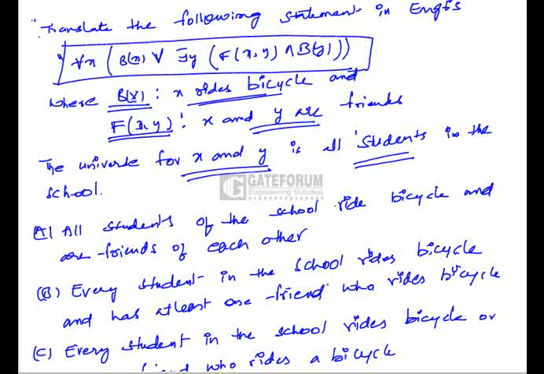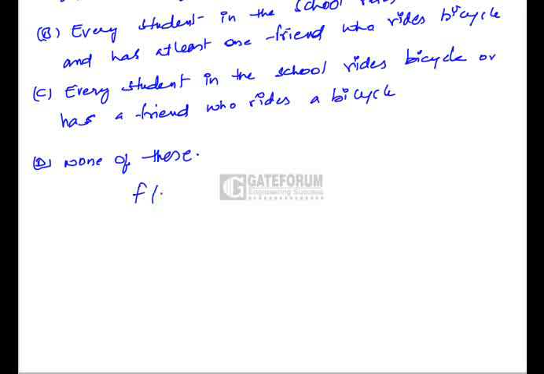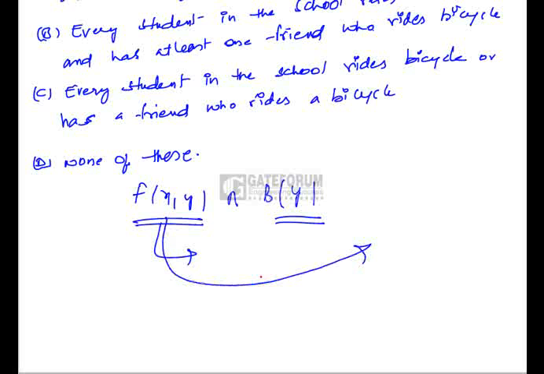In order to translate this, first let us translate this inner part, which is F of x comma y and B of y. F of x comma y is nothing but x and y are friends. B of y is nothing but those who ride a bicycle. So the friends who ride bicycles is nothing but the combination of F of x comma y intersection B of y.